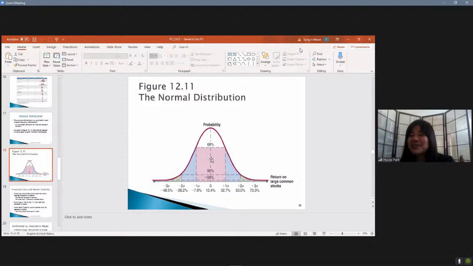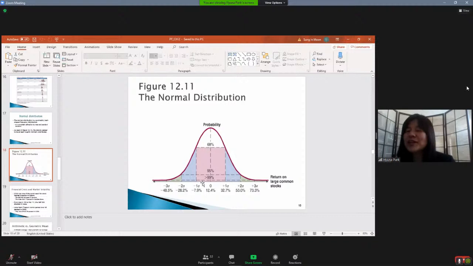Here is the characteristic of a normal distribution. One standard deviation above and below the mean covers about 68% of the observations. So there is a 68% probability that outcomes will be within the one standard deviation area. How about the two standard deviation area? It covers 95% of return observations. And how about three standard deviations? Three standard deviations above and below the mean cover over 99% of stock returns. So this is very useful information.